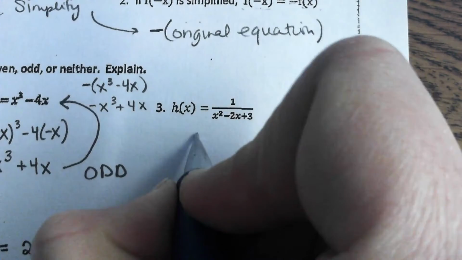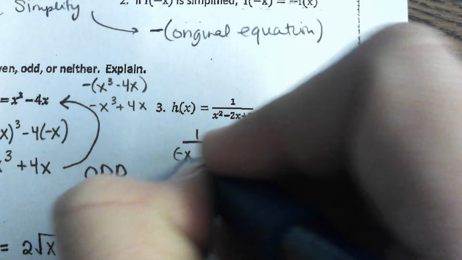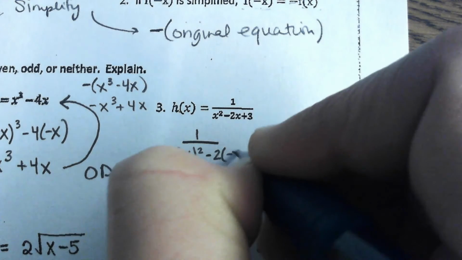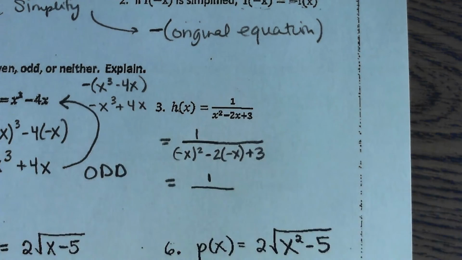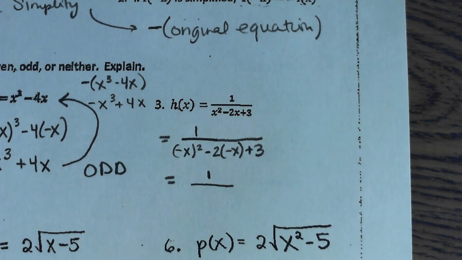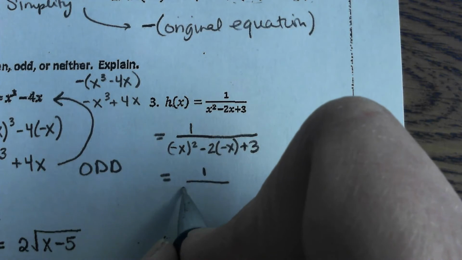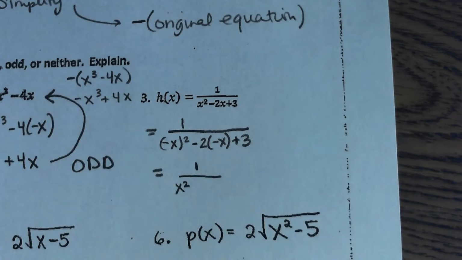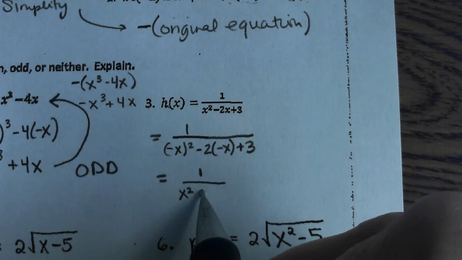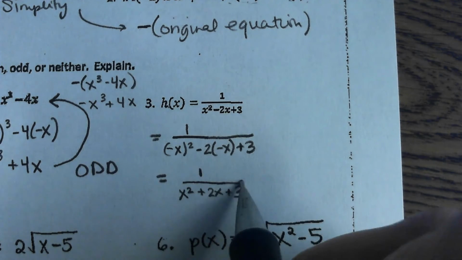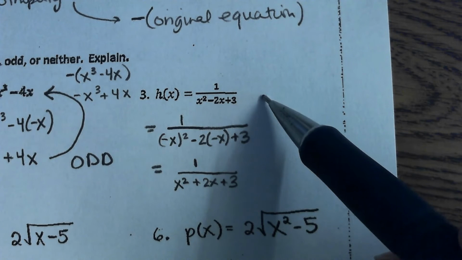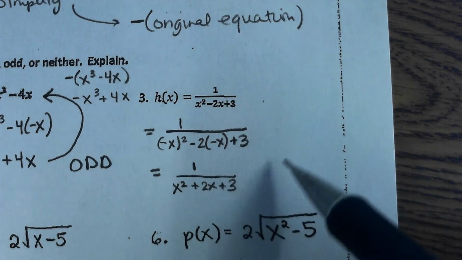Plug in negative x here, I get 1 over negative x squared minus 2 times negative x plus 3. When I simplify that, 1 over, what is negative x, Alexa, when you square it going to be? Just plain x? X squared, good. Next term, Angie? Good. And then plus 3. Is that exactly the same as the original? Is that the exact opposite of the original?